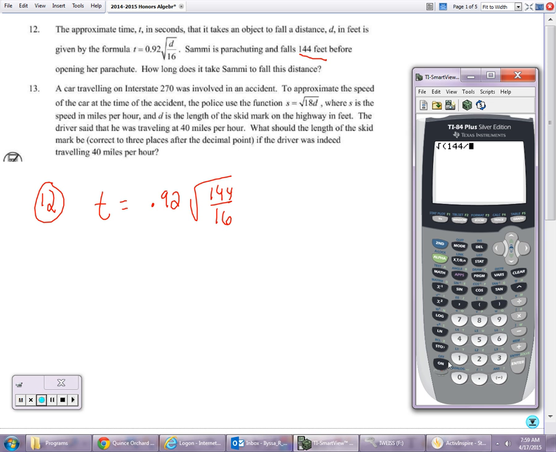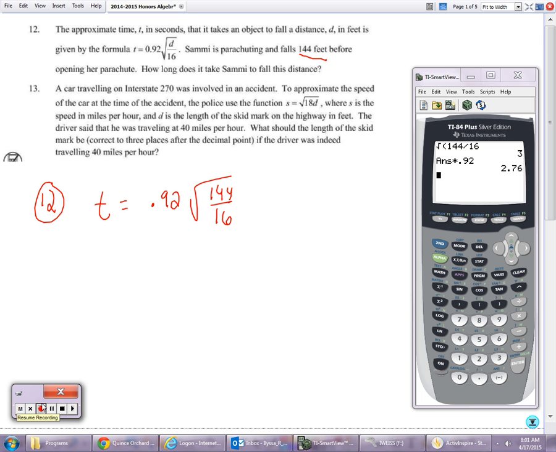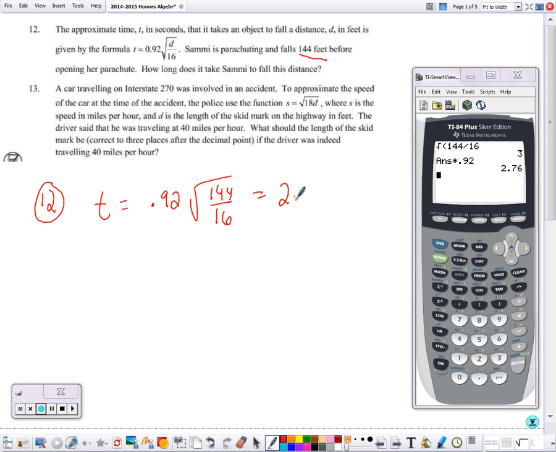I type that in the calculator. So this equals 2.76 seconds.